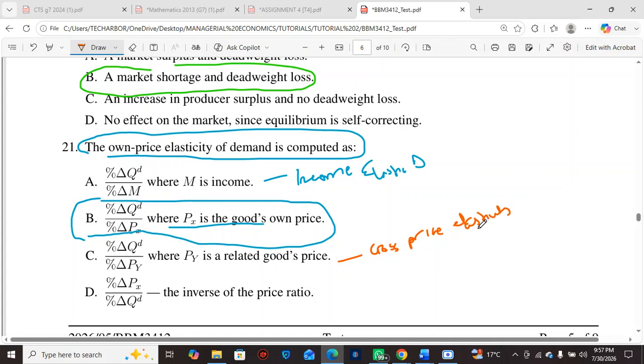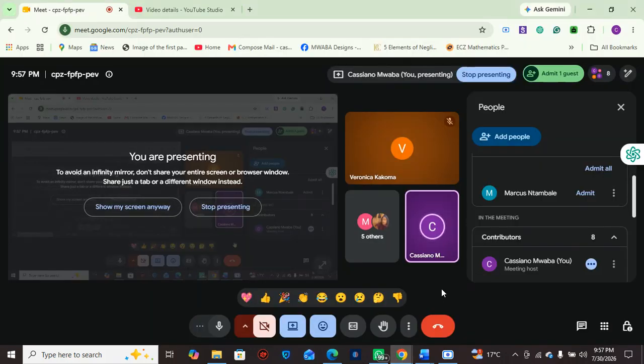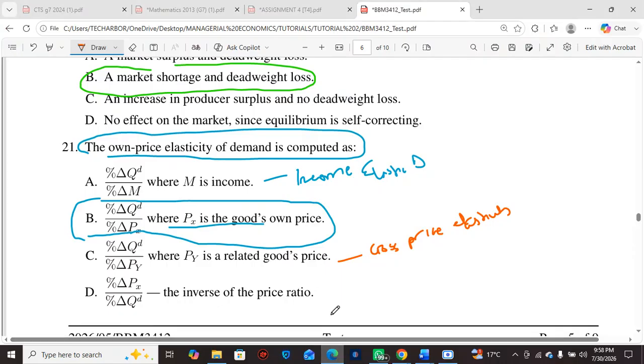So remember, whenever you just say elasticity of demand: if it's income elasticity of demand, how quantity demanded responds to changes in income. If it's price elasticity of demand, how quantity demanded responds to changes in the good's own price. If it's cross price elasticity of demand, how the quantity of good A responds to changes in the price of good B.